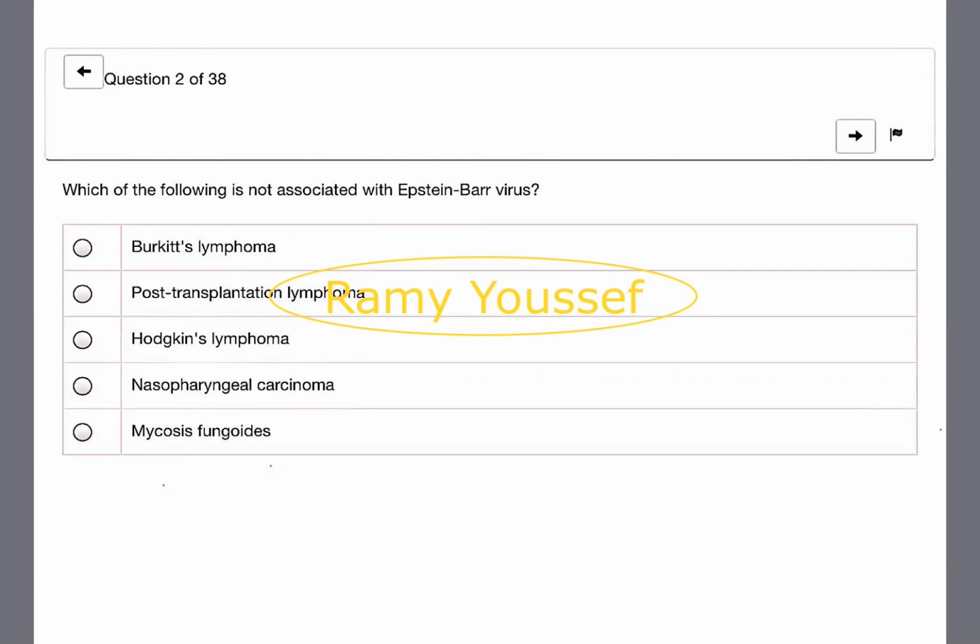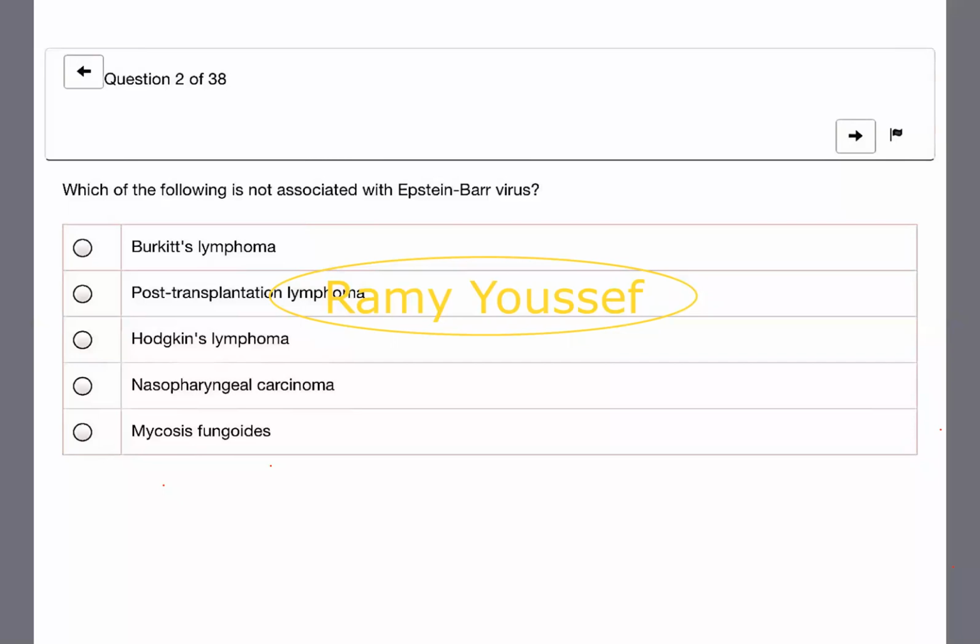Which of the following is not associated with Epstein-Barr virus? Burkitt lymphoma, post-transplantation lymphoma, Hodgkin's lymphoma, nasopharyngeal carcinoma, mycosis fungoides. It's mycosis fungoides. Three types of lymphoma, Burkitt lymphoma, post-transplant, and Hodgkin lymphoma, and the most important is nasopharyngeal carcinoma, are all associated with Epstein-Barr virus.